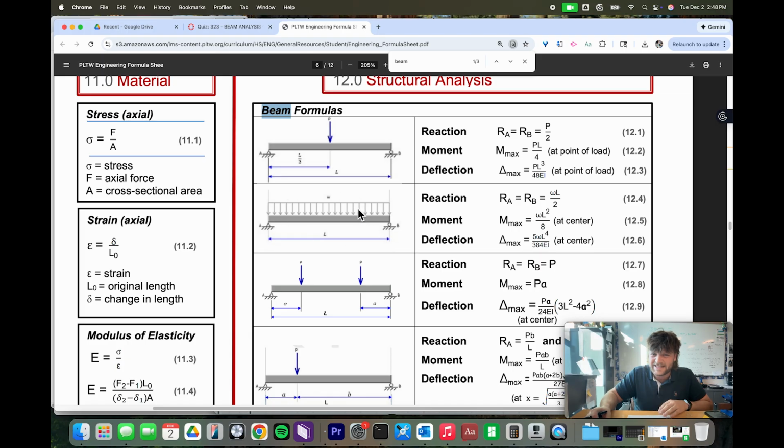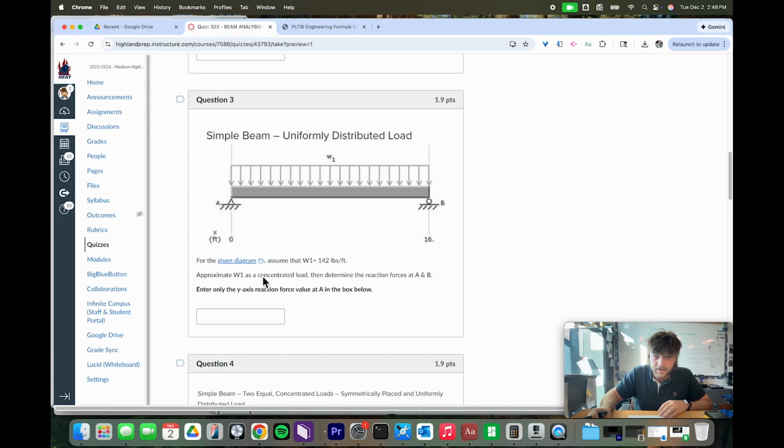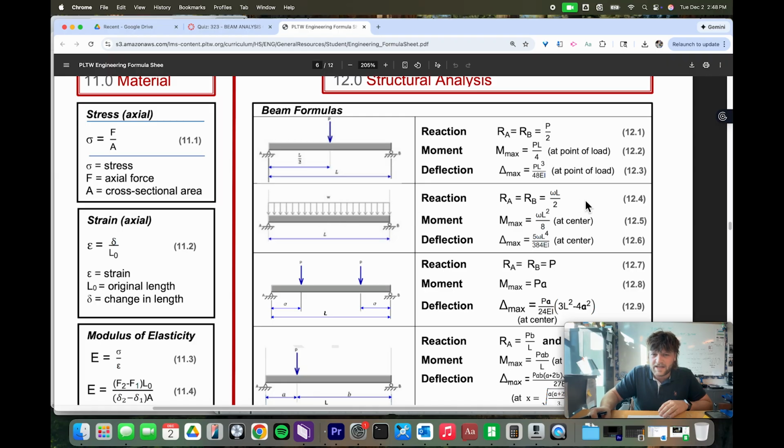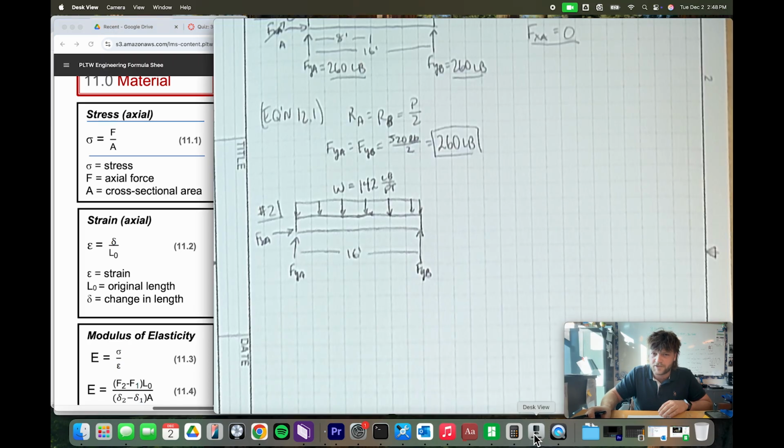As you can see, this is scenario 2. And to find the reaction supports, the reaction forces, we want to just use this equation right here, where this is W times L, or lowercase omega times L, divided by 2. So that's equation 12.4. That's what I'm going to go ahead and do.